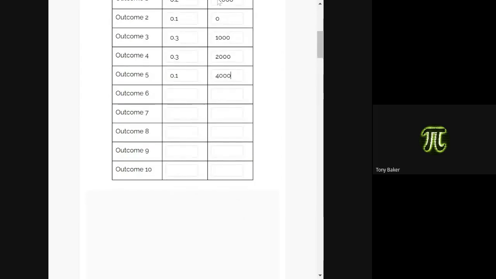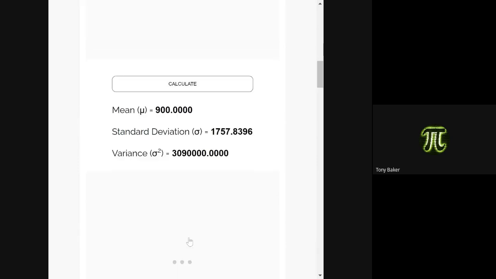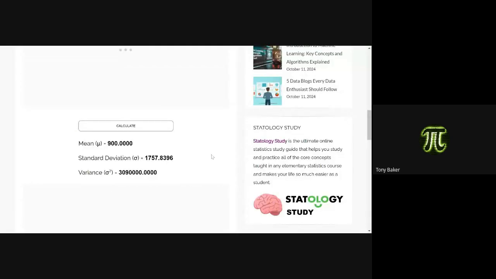And then I calculate down the bottom. And there's my answer. So my mean is 900. My standard deviation is 1,757.8.